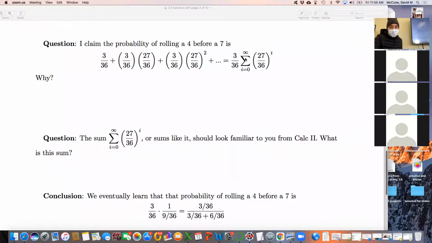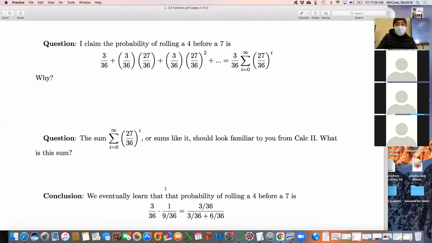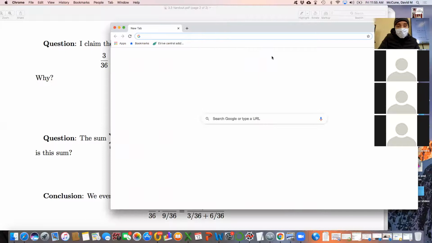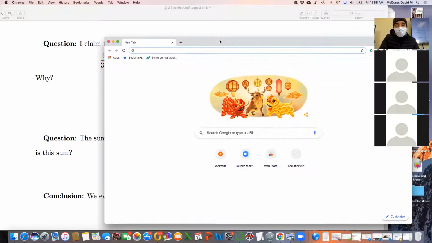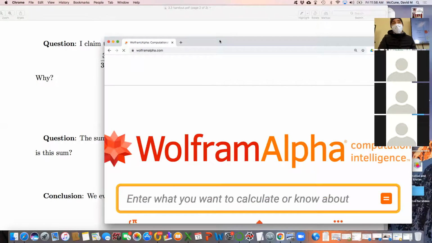Okay, so this sum here should look familiar to you from Calc 2, right? Do you remember that? Do you know what kind of sum this is? You got a number here less than 1 being raised to a power. I'm going to send Dr. Rafizi an email after this and say, your students don't remember what geometric series are. Okay, now, of course, it doesn't matter if you remember that's a geometric series or not, right?